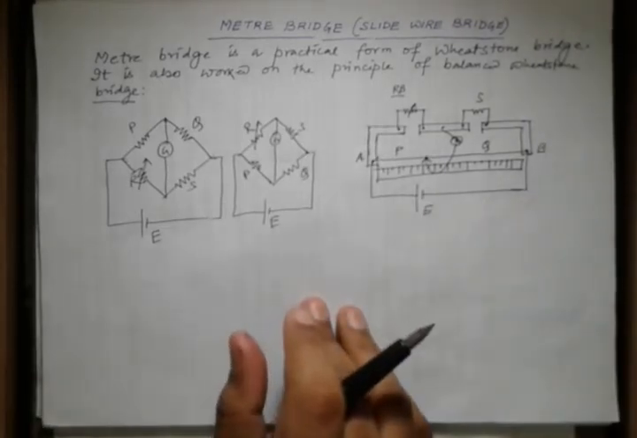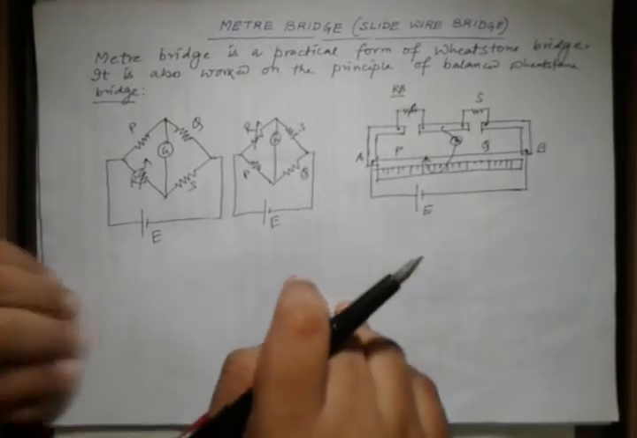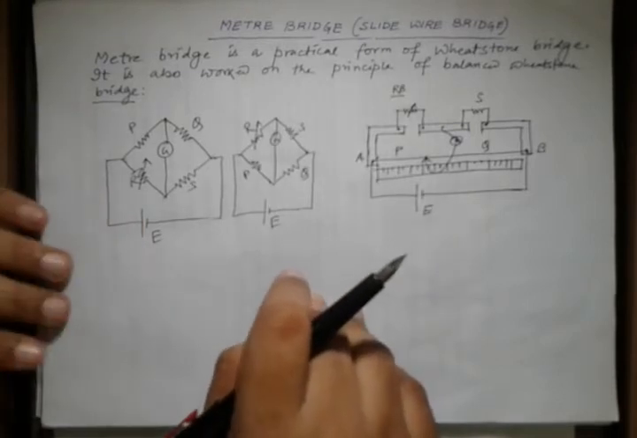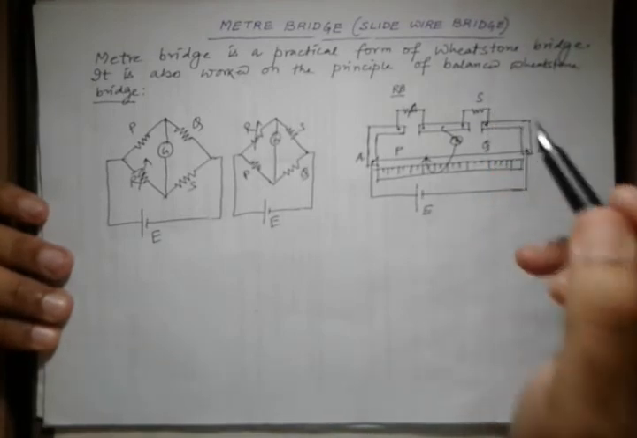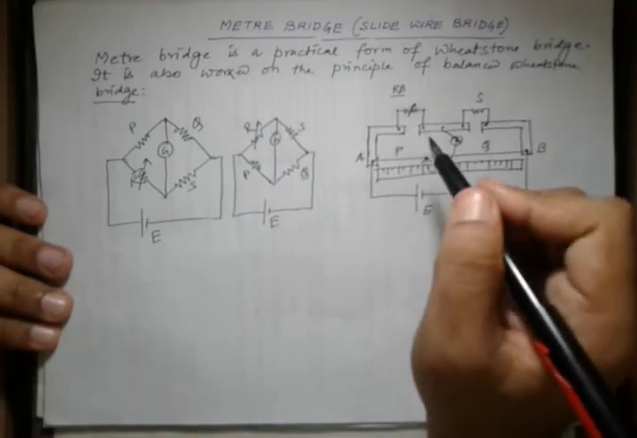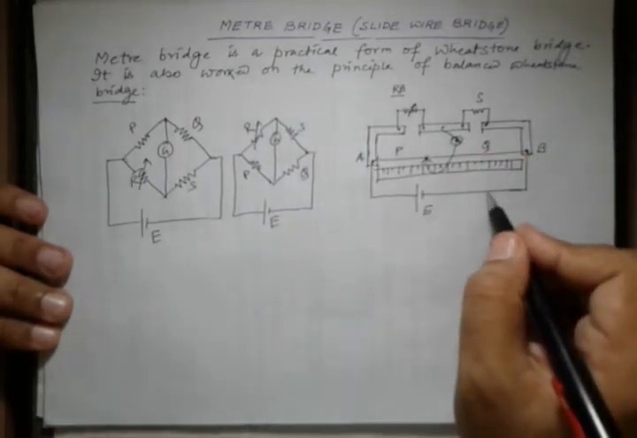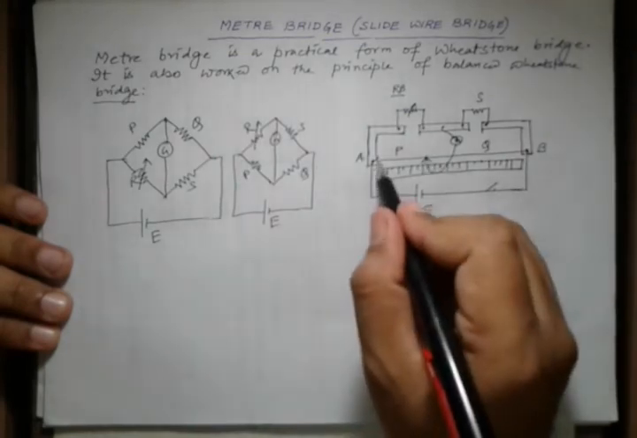So first, what we'll do is the working of this Wheatstone bridge. First, we'll connect one unknown resistance S here, and we'll fix one known value of resistance in the resistance box here. Then we'll switch on, there is one switch here. We switch on the setup, and we'll start to find out.